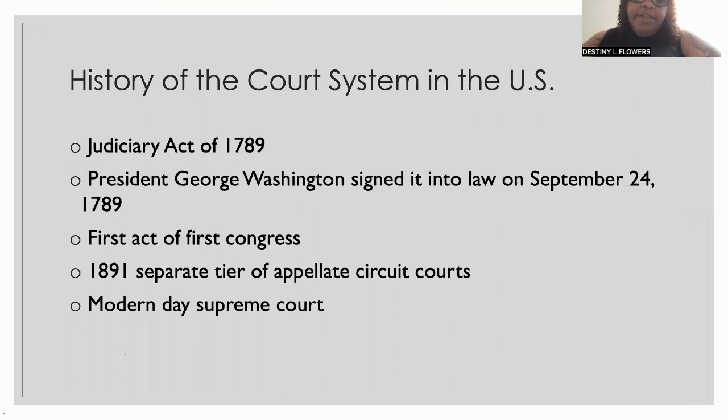In 1891, Congress separated the tier of appellate circuit courts, which would not force Supreme Court justices to travel to hear the cases. There is one Chief Justice of the United States and 8 associate justices on the Supreme Court today. And Congress made 13 Courts of Appeals and 94 district courts.